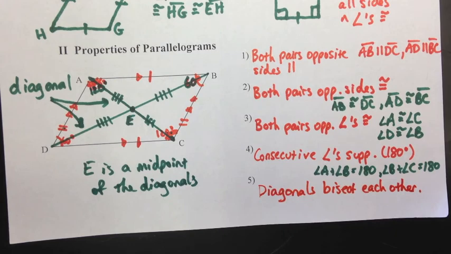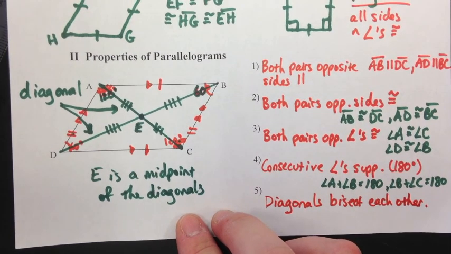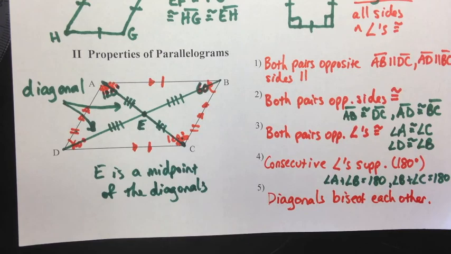And that's the end of part 1, and that's the front of the notes. These are all 5 properties. Go ahead, flip it onto the back, and we'll look at some examples.